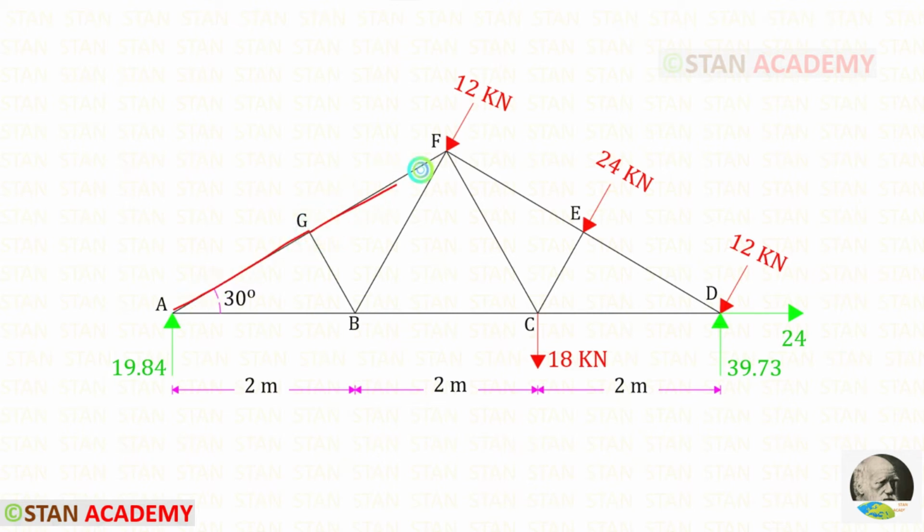AG and GF are collinear, so GB is a zero member force. We can remove GB. Again, AB and BC are collinear, so BF is a zero member force. We can remove this also. Now let us take the joint A and find the member forces.